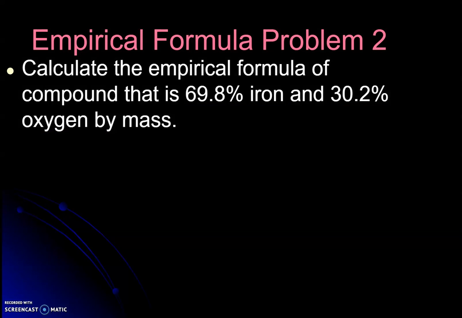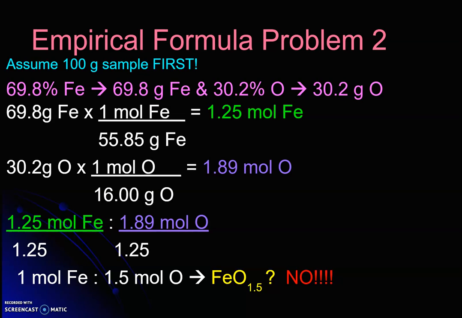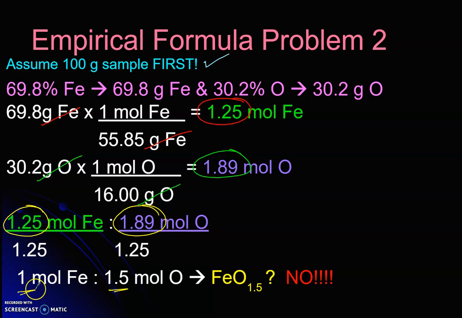So if you take a look at it all typed out for you, you see again we assume a 100-gram sample first, then we change our percents to grams, convert our grams into moles using the molar masses. So 69.8 grams of iron divided by 55.85 gives us that 1.25. And my 30.2 grams of oxygen divided by 16 gives us 1.89 moles. And then I set up my 1.25 to 1.89 ratio. I get 1 to 1.5.